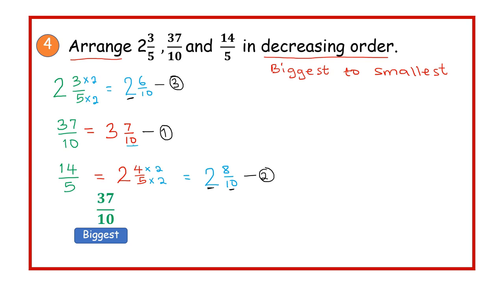We get 37 out of 10. Next we get 14 out of 5, and the last one, which is the smallest, we get 2 and 3 out of 5.